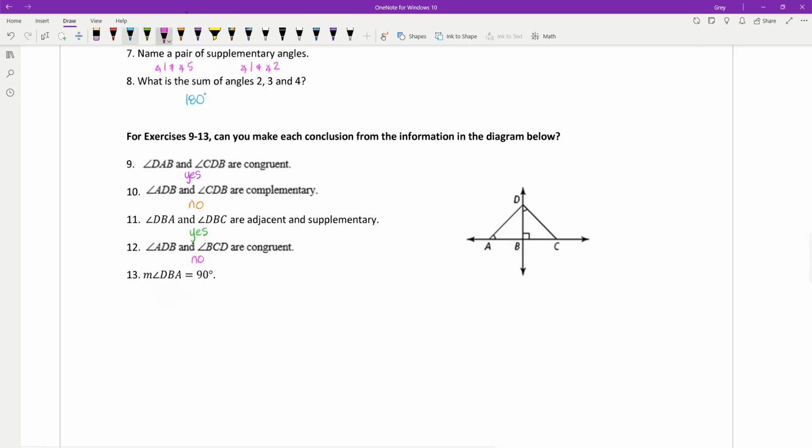All right, and last but not least, angle DBA. And we kind of just talked about this here. So if I know that this is 90 degrees and this is a straight angle, then that means that DBA has to be 90. So we're going to say yes here.